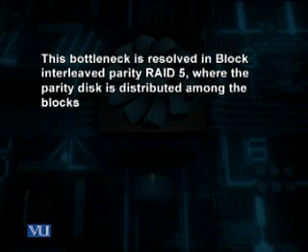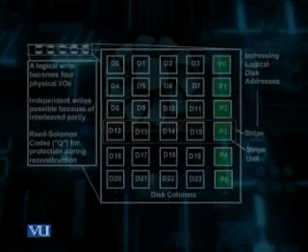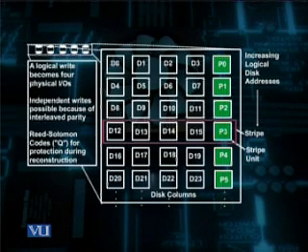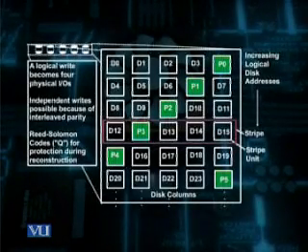However, this bottleneck is resolved in the block-interleaved distributed parity RAID, that is RAID 5, where the parity is distributed amongst the disks. You can see it from the figure shown here, and you can compare the organization and data distribution of these two structures very easily. Note that in the RAID 5 organization shown here, the parity associated with each row of data blocks is no longer restricted to a single disk. Rather, this parity has been distributed across different disks.